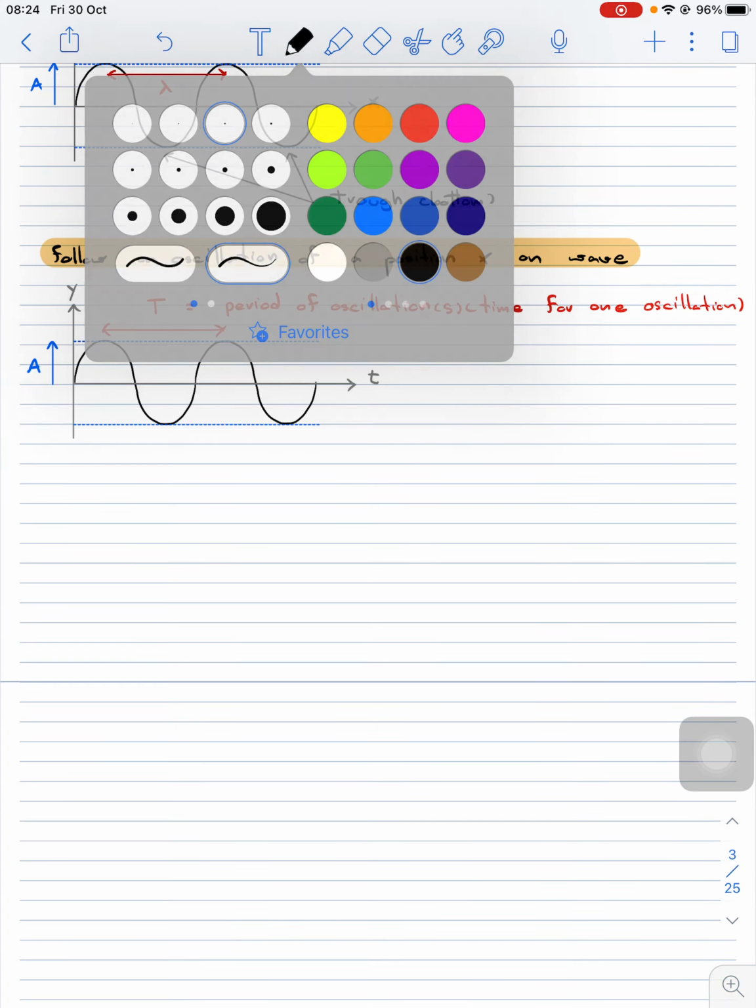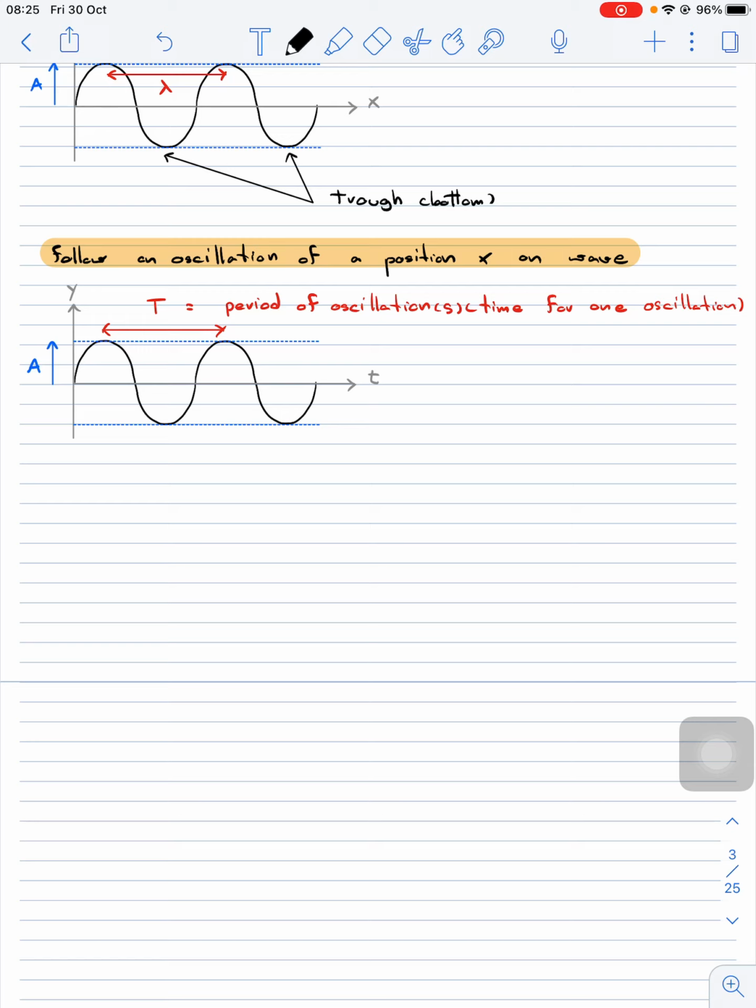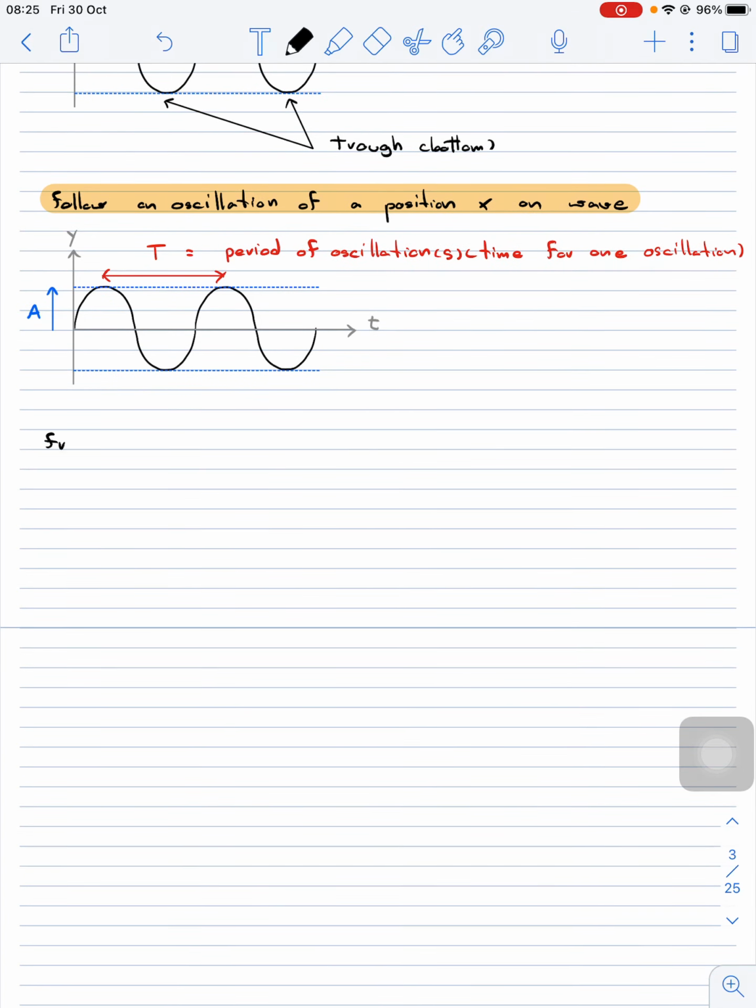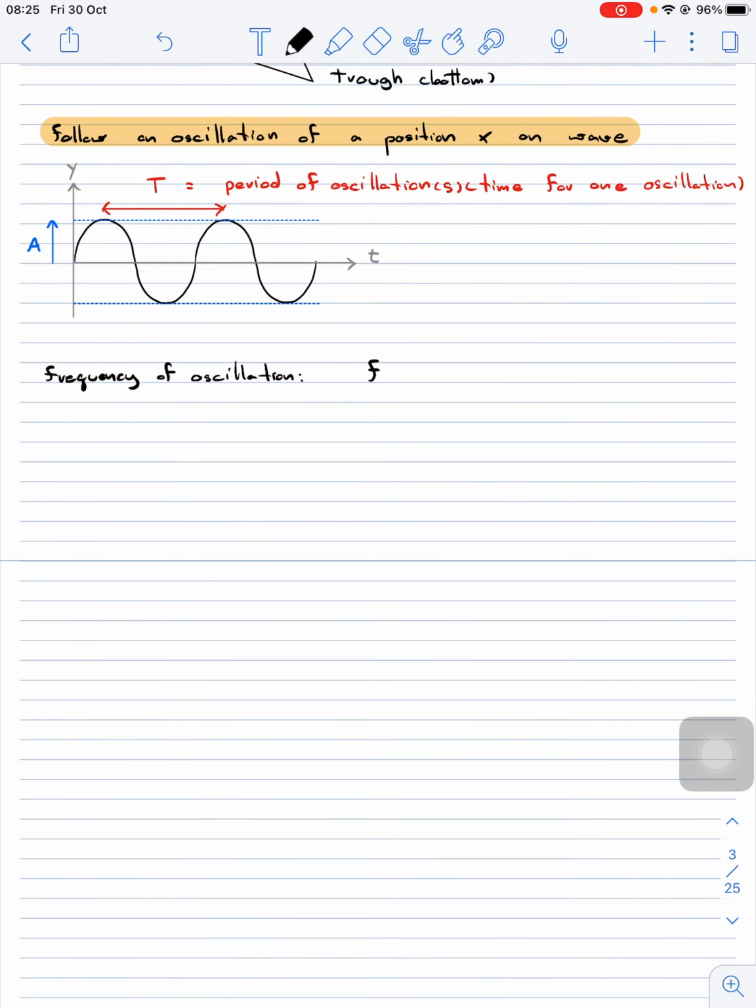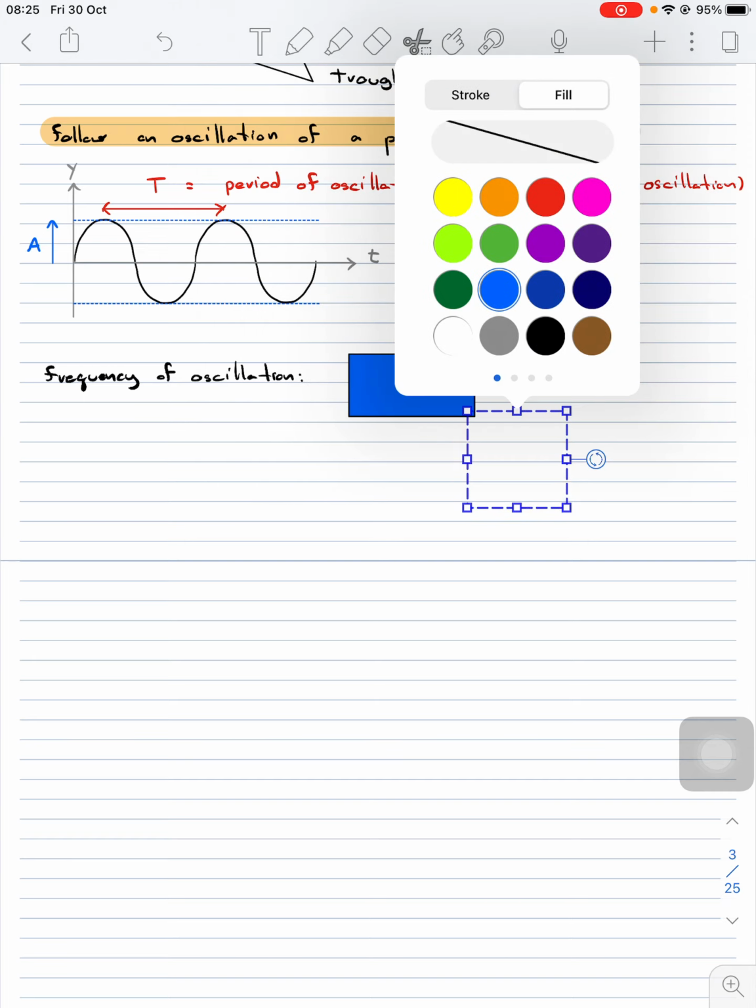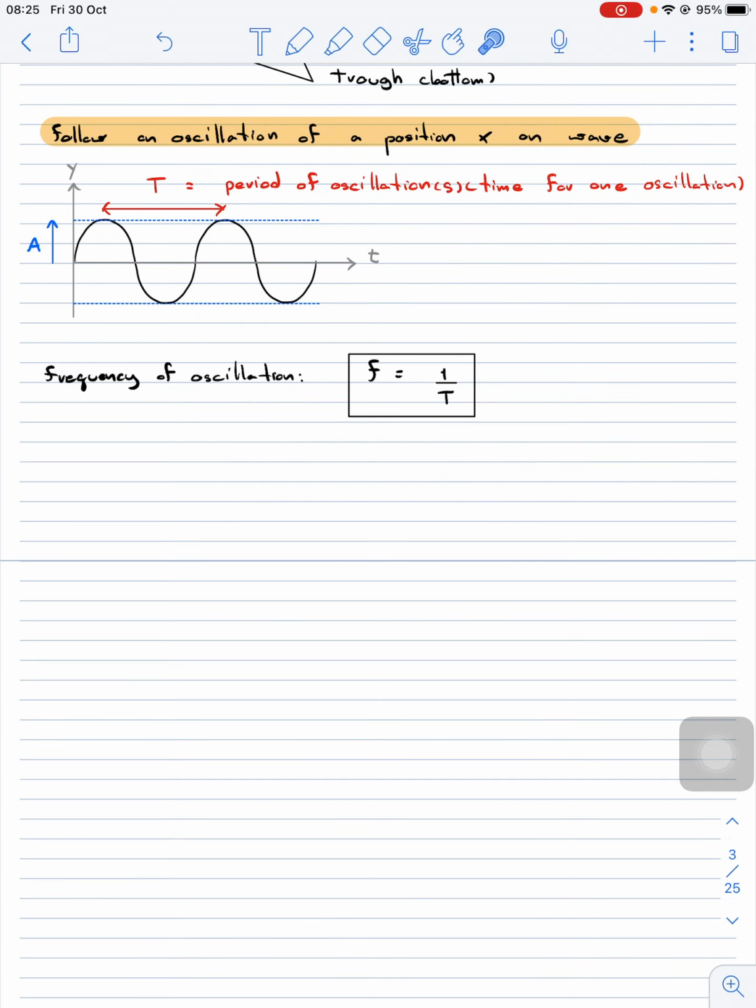You have learned from the previous chapter that we have the relationship between the period and the frequency. So the frequency of the oscillation, let's say f, is equal to 1 over the period T. It has the unit of Hertz, or Hz, as usual.